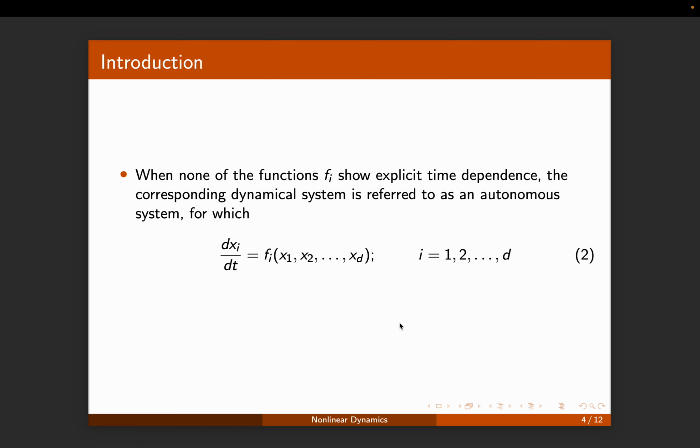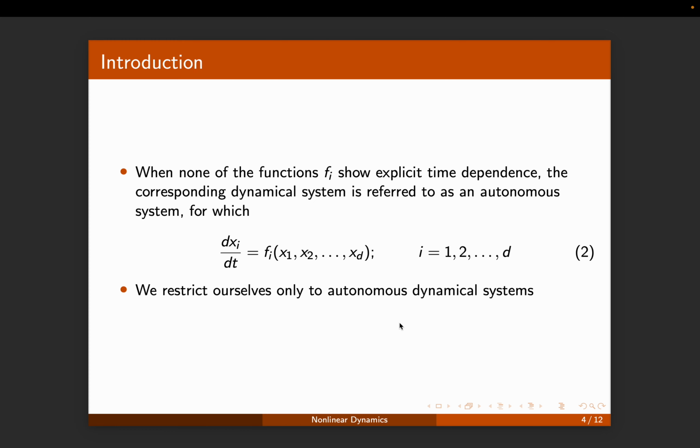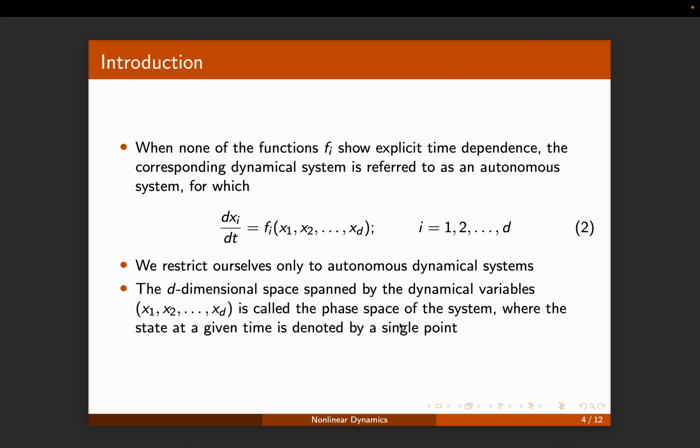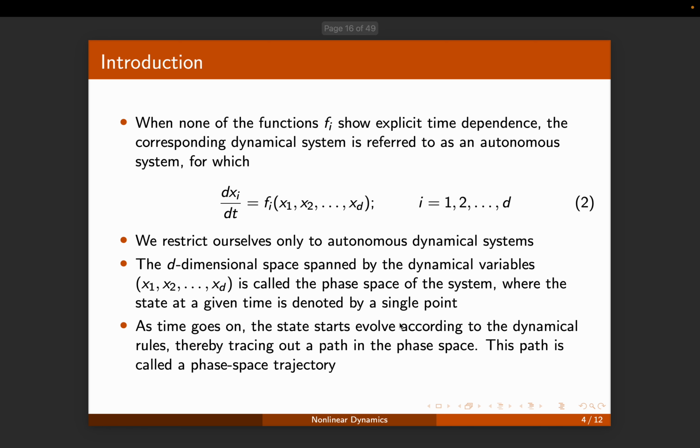When none of the functions fi show explicit time dependence, the corresponding dynamical system is referred to as an autonomous system. In this video, we restrict ourselves only to autonomous dynamical systems. The d-dimensional space spanned by the dynamical variables is called the phase space of the system, where the state at a given time is denoted by a single point. As time goes on, the state starts to evolve according to the dynamical equations, thereby tracing a path in the phase space. This path is called the phase space trajectory.